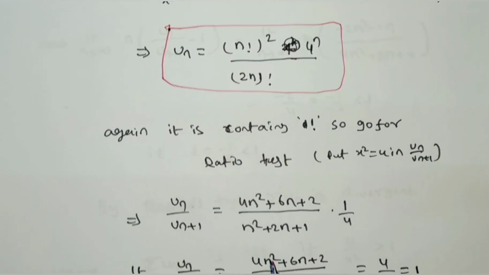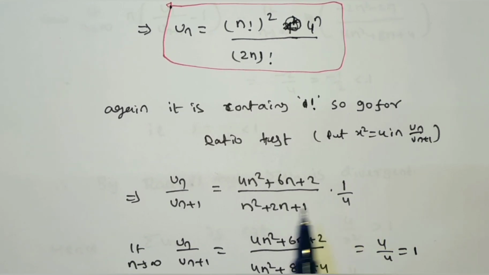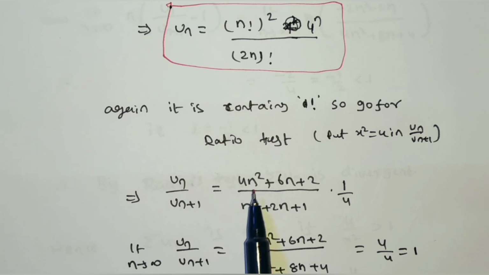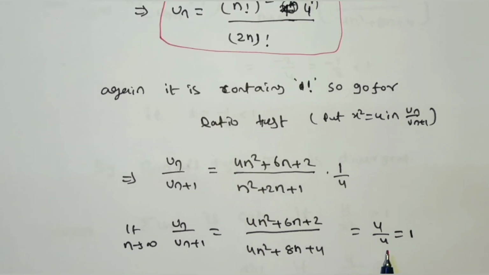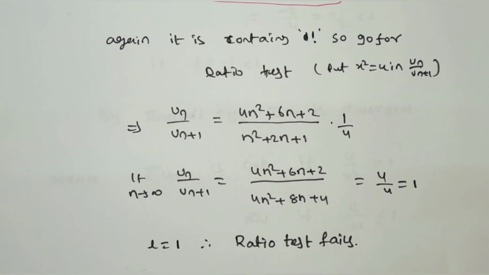You see, this is x square equal to 4. If you substitute, this will become 1 by 4. The quotient is 4, n square quotient is 4. So if the limit is applied, then you will have 4 by 4. 4 by 4 is 1. Again you have limit 1. Therefore the ratio test fails.